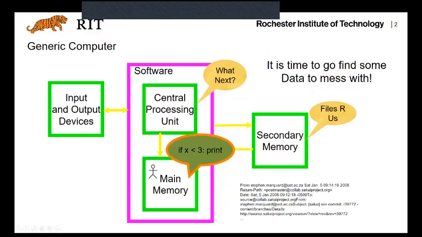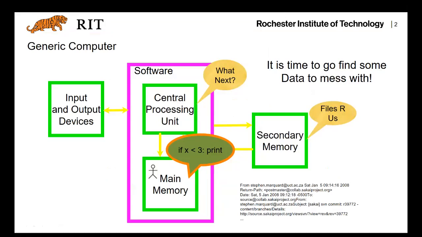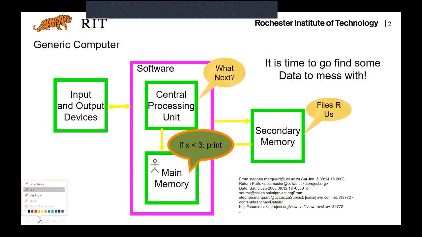Actually, we have many examples which already involve reading from a file. But let's look at it from the very beginning in a systematic way. Here shows a generic computer. So we have the input and output, and also we have the CPU, main memory, and the software running in the main memory, which will be accessed by the CPU, right? Also, we have the secondary memory where the files are stored.